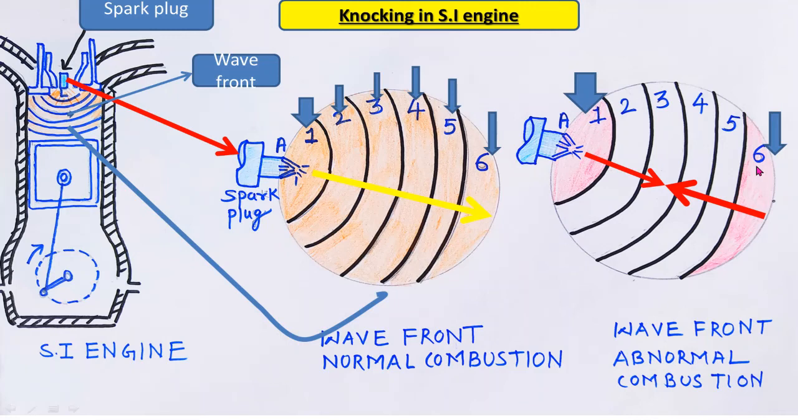In more technical words, the cause of knocking in an SI engine is pre-ignition or auto-ignition of the end charge. By end charge, we mean the charge of layer 6 ignites earlier, due to which a collision of two wave fronts traveling in opposite directions occurs, as shown, which results in noise and vibration and sometimes engine failure.